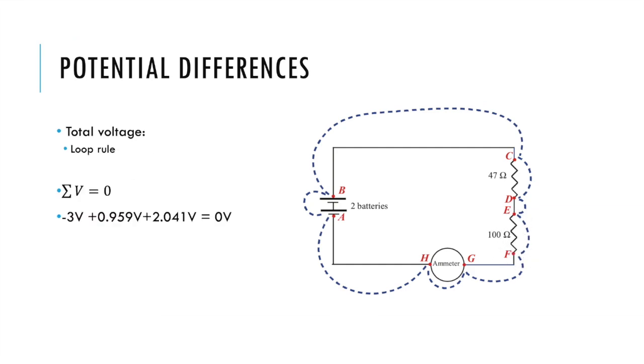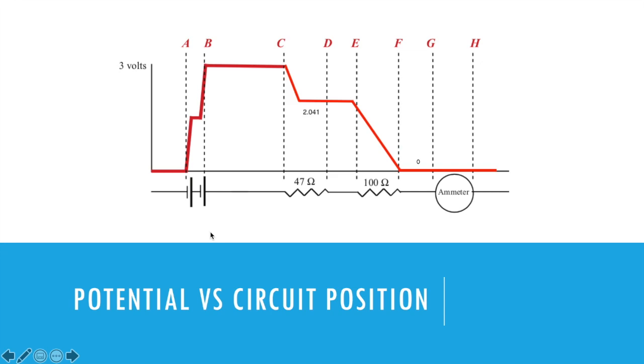These findings lead to the total voltage, so the loop rule, and when we add up the differences, we get 0 volts. Here we have a graph of the potential versus circuit position, and we know how there's an increase from A to B of 3 volts, and then we have a decrease until 2.041, and that corresponds to a 47 ohm resistor, and then we also decrease from there to 0, and that corresponds to our 100 ohm resistor.